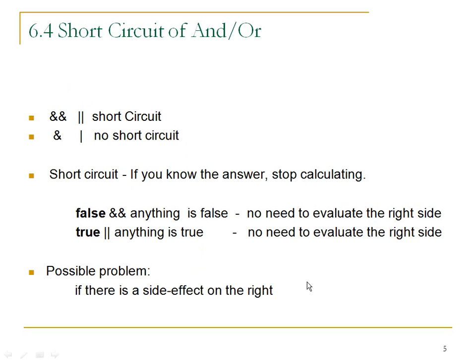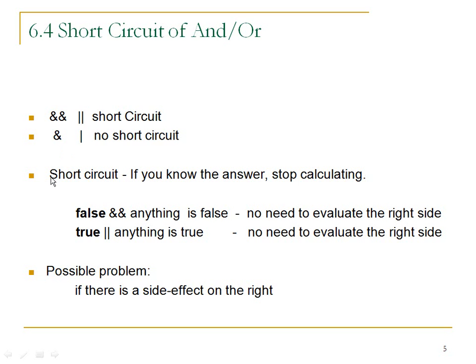Okay, when I first started this, I showed you that there are two AND operators and two OR operators. So here are the two logical AND, and here are the two logical OR operators. And the difference between them is a short circuit behavior. The two keystroke operators are the ones that you would use most of the time, unless you have a good reason not to.